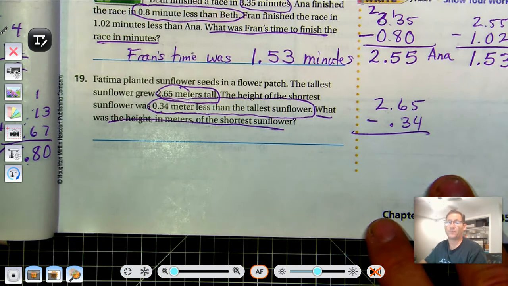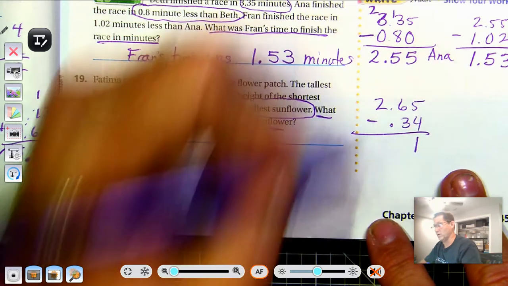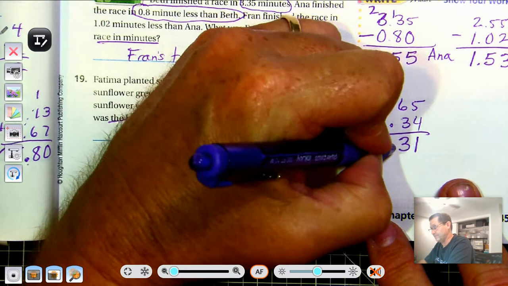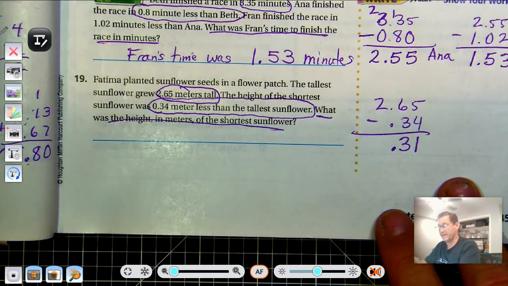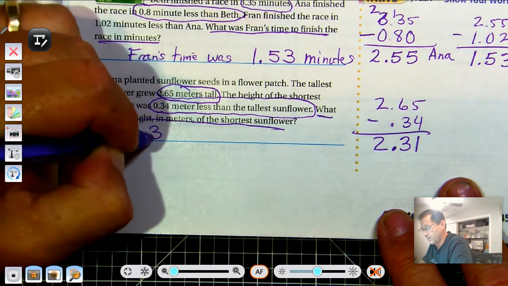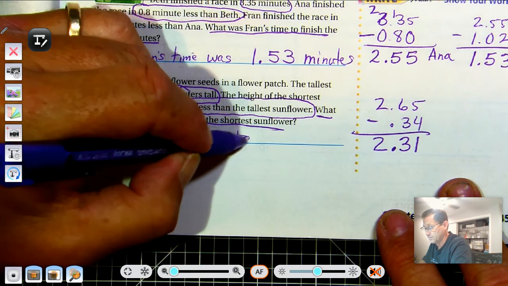So if we take away 34 hundredths meters, that'll tell us the shortest. 5 hundredths take away 4 hundredths is 1 hundredth. 6/10 take away 3/10 is 3/10 with the decimal. And 2 take away nothing is 2. So the shortest sunflower was 2 and 31 hundredths meters tall.